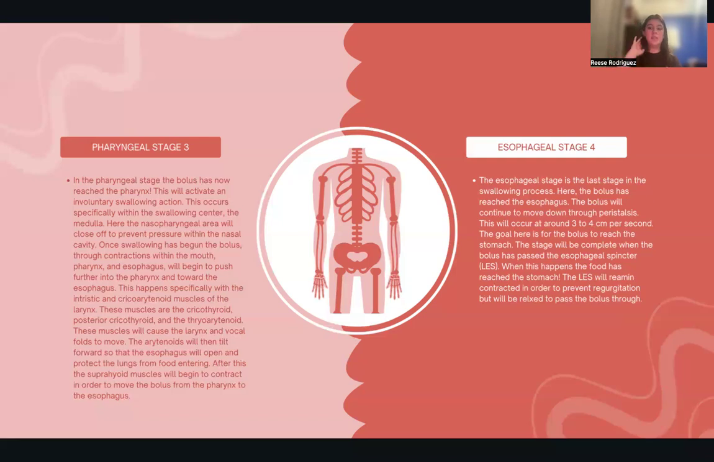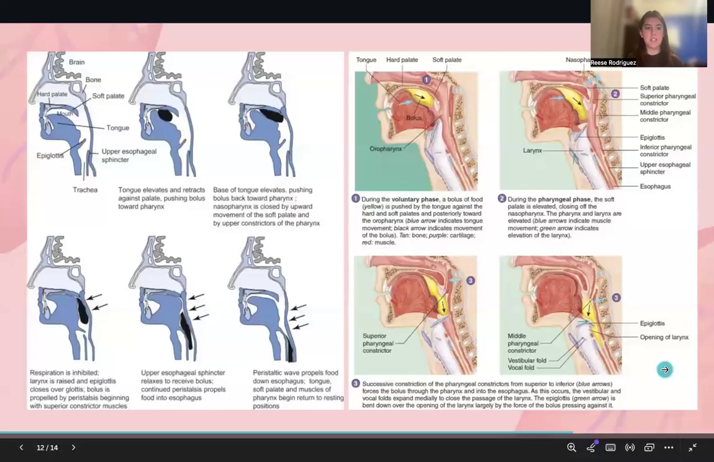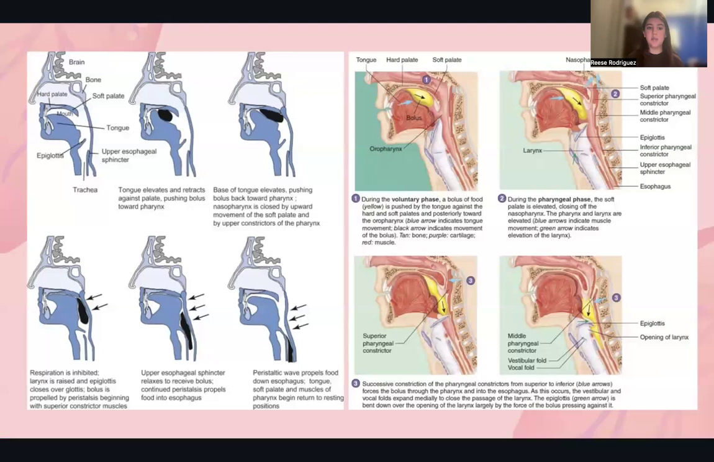And we know that this is complete when the bolus has passed the lower esophageal sphincter. So whenever this occurs, we know that the food is now in the stomach. And speaking a little bit more about the lower esophageal sphincter, it does remain contracted once this has passed in order to prevent regurgitation. So we do not want food that went down to have the chance to come back up, which is why it stays constricted. But don't get that confused. There is still constriction and a relaxed movement when it is passing through in order to make that process a little bit easier. And here we have two diagrams.